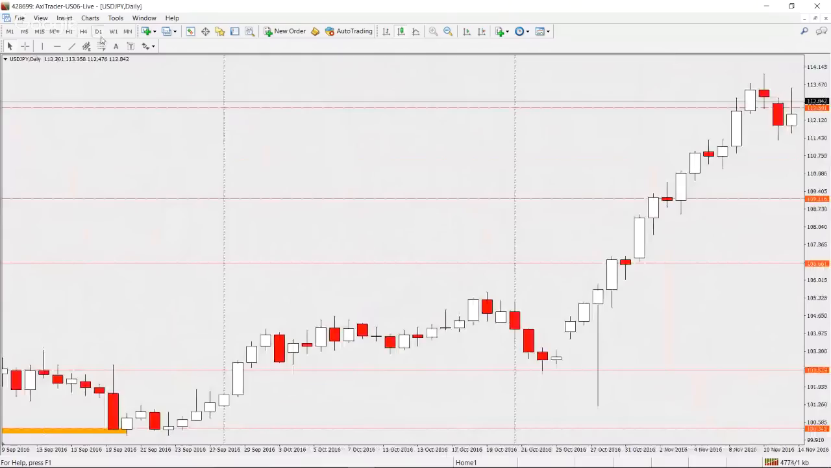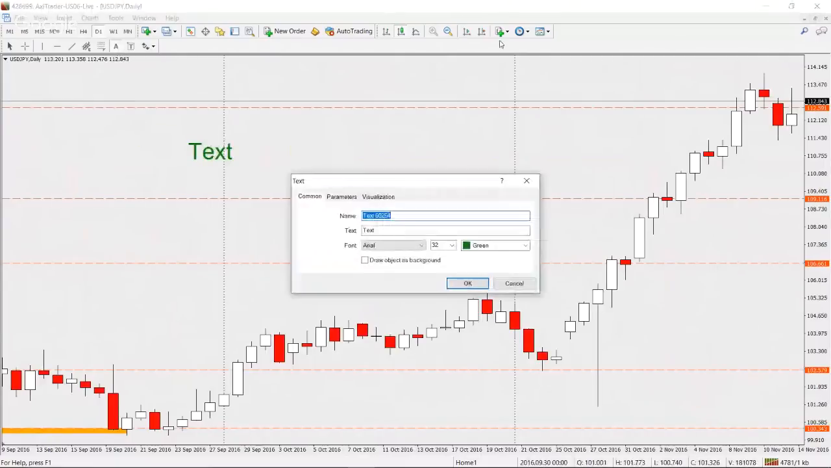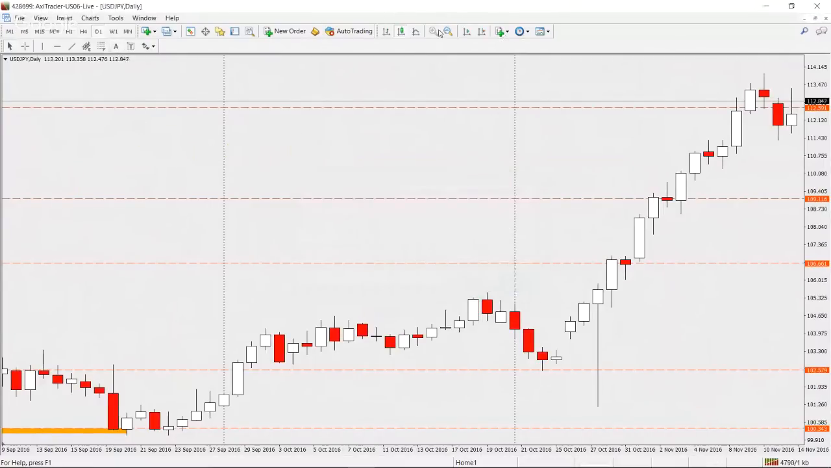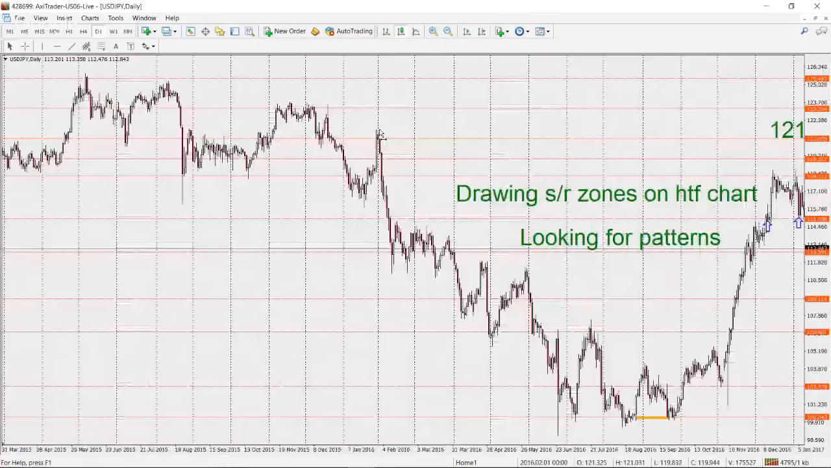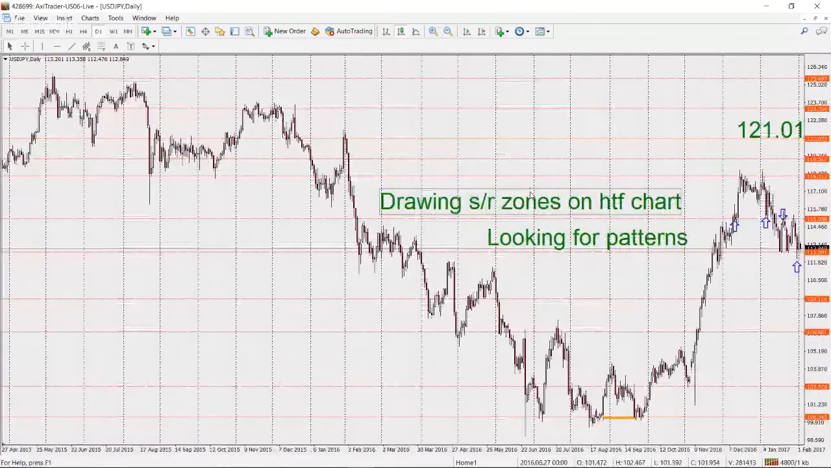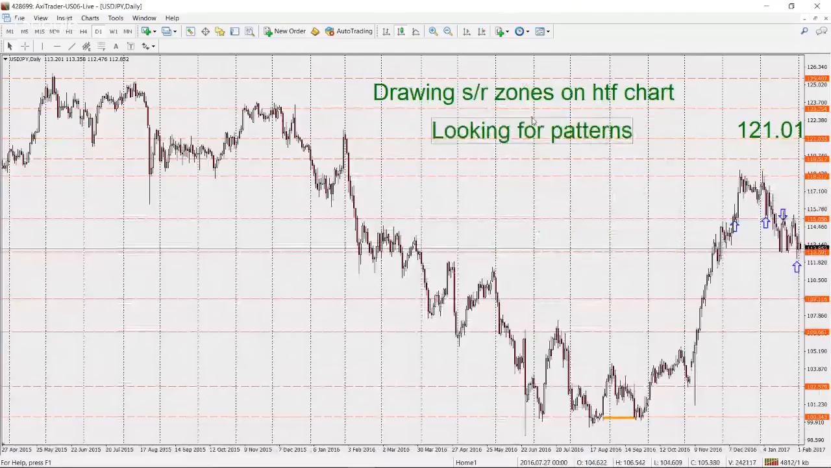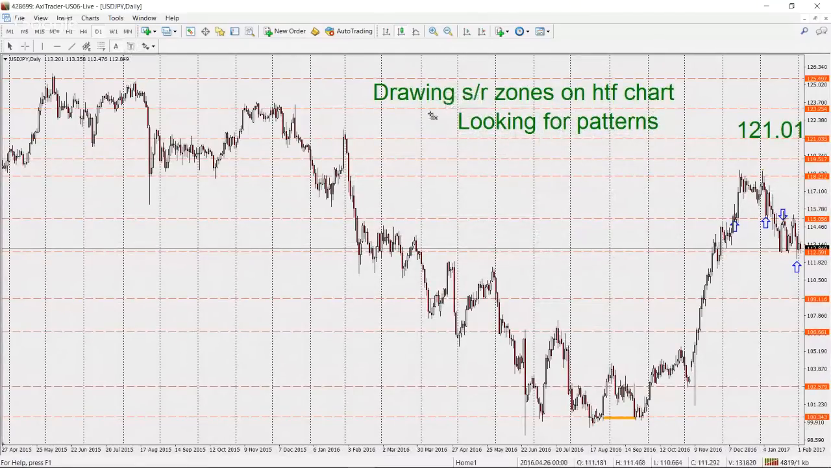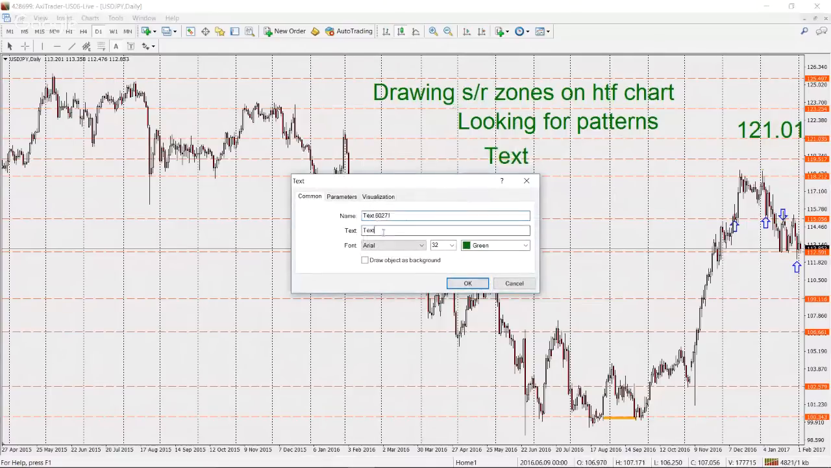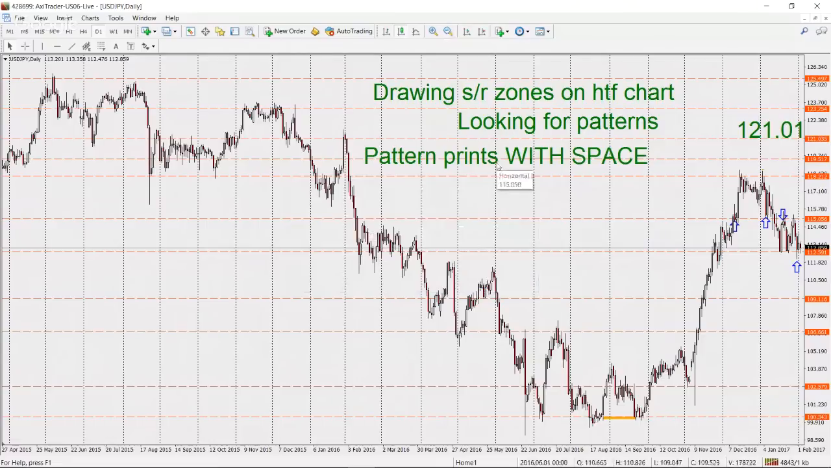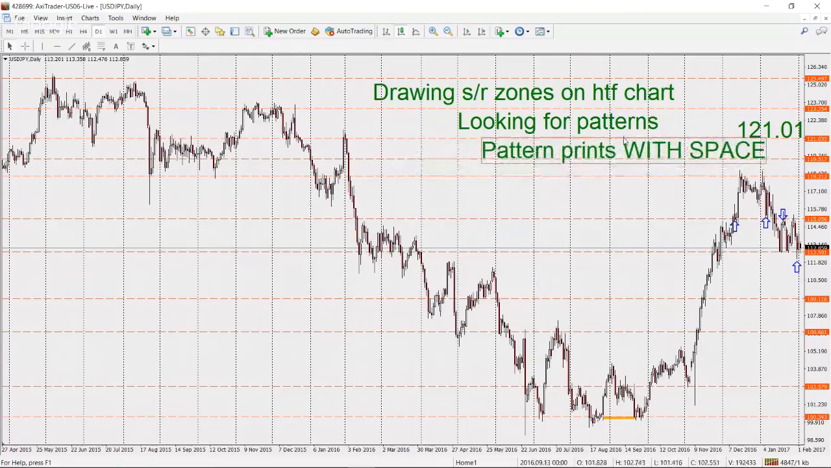And so we'll go back to our daily chart here and we'll put that in there. So we're drawing support and resistance zones off a higher time frame chart. We're looking for patterns that are repeatable, testable, that have shown to be reliable for us. And then finally, we're looking for these patterns to print with space. These patterns print with space. So that's the other critical part of this.